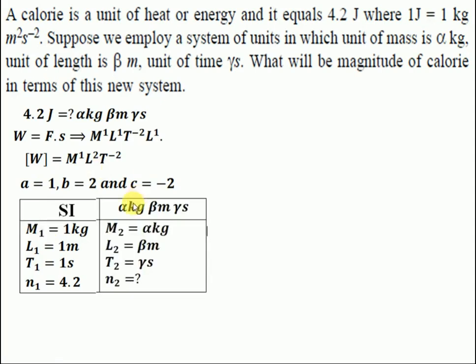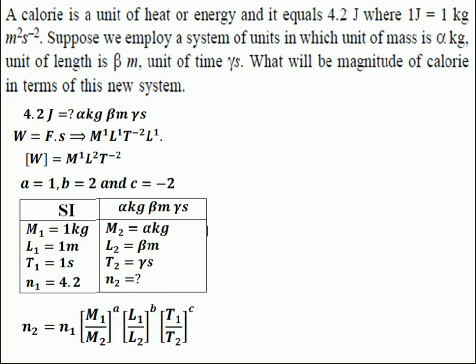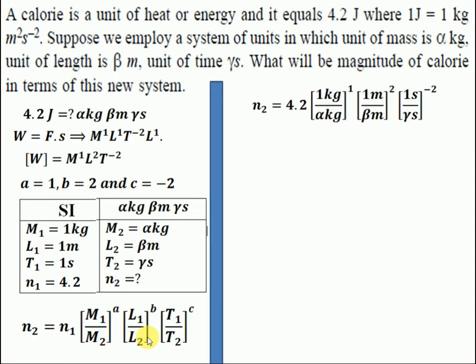And in new unit system, m is alpha kg, l is beta meter, t is gamma second. So here I don't need to convert because both are in kg, meter, and second. So I don't need to change the unit system. So now I have to find n2. So n2 is equal to n1, all 1s at the numerator, all 2s at the denominator. So now I'm putting the values.